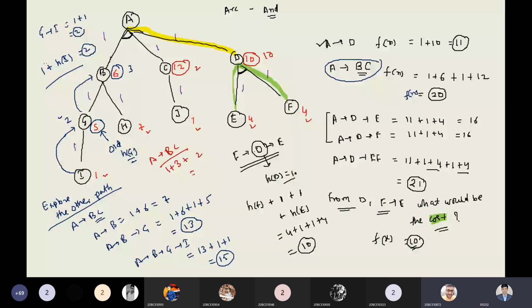But previously it was giving me 1 plus 6 plus 12, so A to BC was giving 20. So 6 is lesser than 20. So that is the reason heuristics values can be updated based on the path and the leaf nodes, or we can say the leaf nodes contain the heuristic value. So we can update the leaf nodes' heuristic value by this. So we have to check everything, and this can be done by the AND-OR graphs. In the AND-OR graph, we can update this value.